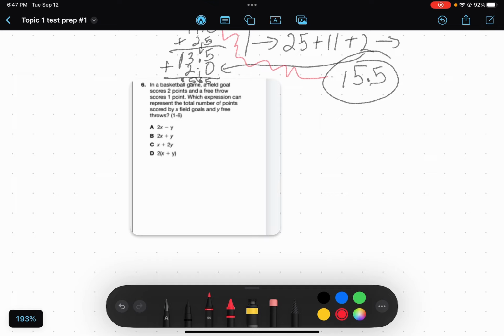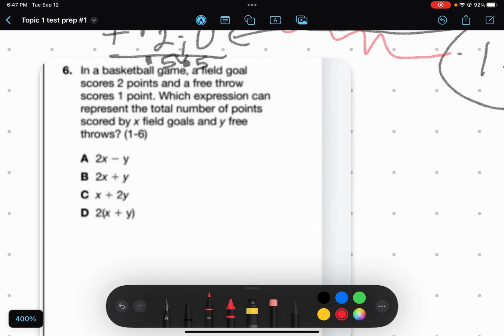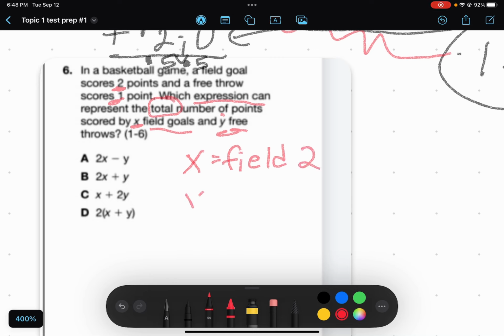So that was number 5. Last but not least, number 6. In a basketball game, a field goal scores 2 points and a free throw scores 1 point. Which expression can represent the total number of points scored by X field goals and Y free throws? So I'm going to be looking for, X equals field goals. And we know that one field goal equals 2. And then Y equals free throws. And I know that free throws equal 1.